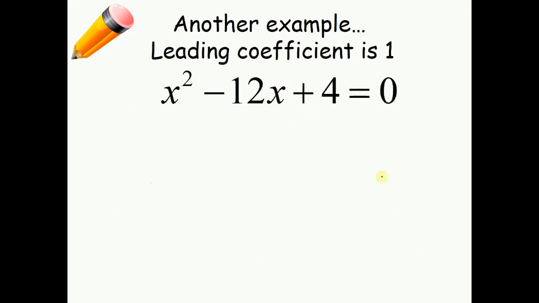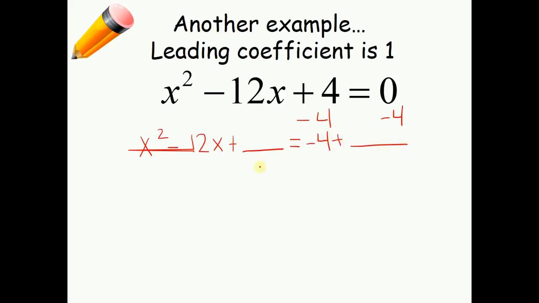Let's try another example where my leading coefficient is 1. So, first things first, kick C to the other side. So I'm going to have x squared, negative 12x, plus blank equals negative 4 plus blank. Now, you're probably saying, Marsh, why are we putting blank on both sides? Well, if I add something to this side, I have to add something to this side. It's a balanced equation. You have to be balanced.